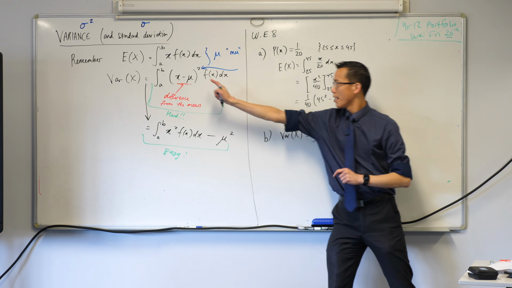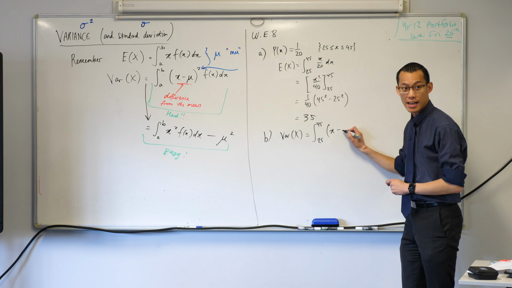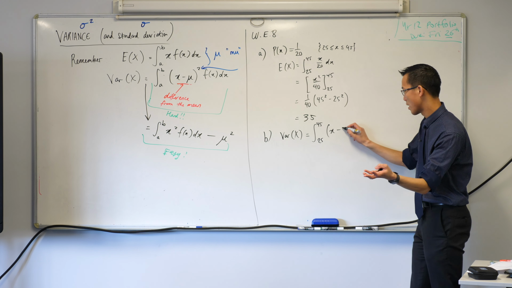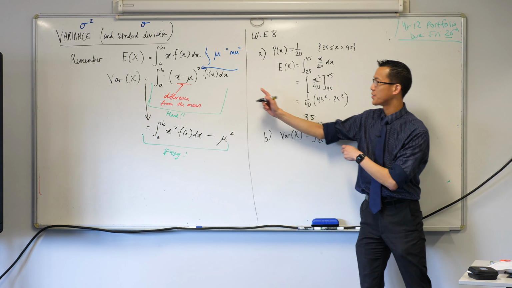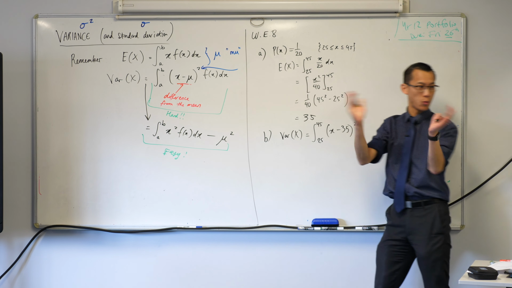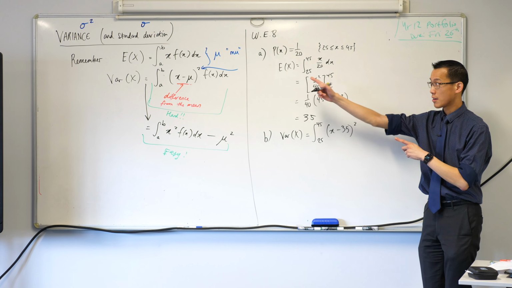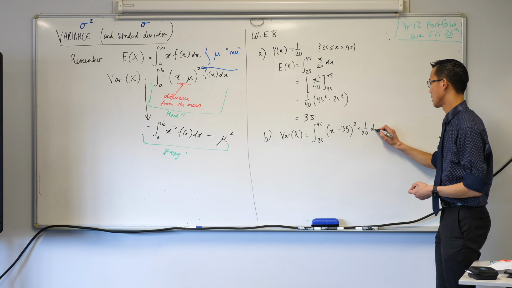Then here comes the difference from the mean. It's whatever scores you have, take away whatever we just worked out the mean was, which was 35. That thing gets squared. We're squaring it because we're interested in the magnitude, not which way it's facing, okay? And then I have to multiply by 1 over 20 because that's the probability density function, 1 over 20 dx.